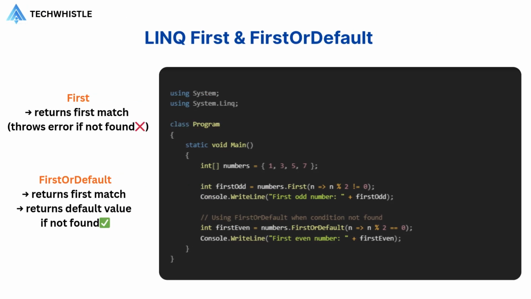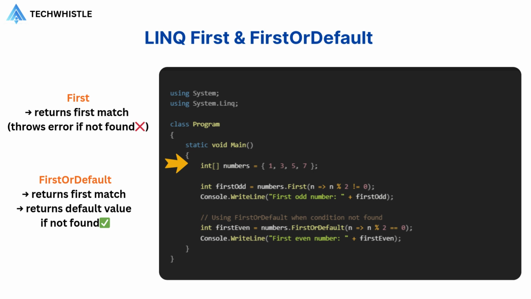Next, let's talk about two very common LINQ methods, First and FirstOrDefault. These methods are all about finding the first element in a collection that matches a condition. On the screen, you'll see that we have an array of numbers. This is just a simple list containing 1, 3, 5, and 7. Notice that all of them are odd numbers. There are no evens here.